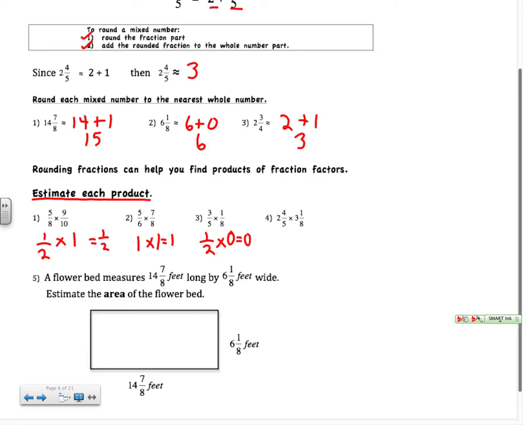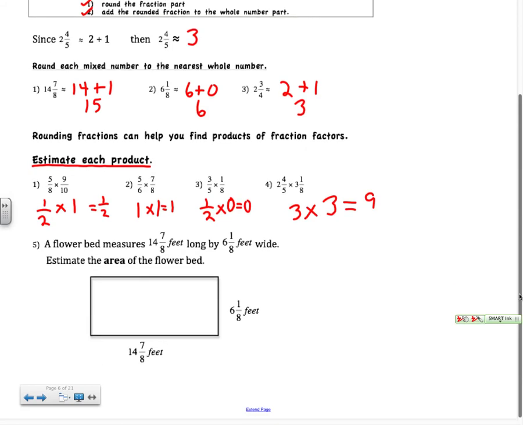And then number 4, 2 and 4/5 times 3 and 1/8. Well, just like I did above, 2 and 4/5 I would round up to 3 because it means 2 plus 4/5, and 4/5 rounds up to 1, so I can think of that as 2 plus 1 is 3. Times 3 and 1/8, I would round that down to 3 because 1/8 is about 0, so 3 plus 0 is 3. So that one rounds to 9.